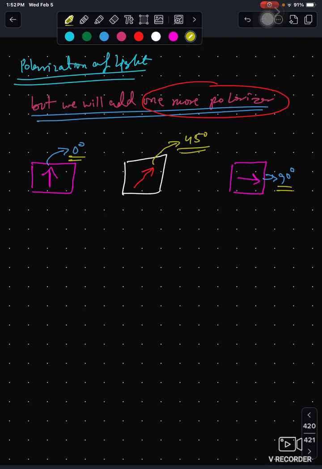Now, what's so special about adding this third polarizer, which shows the weird behavior of light? Here we go. Let's start this small session on the weirdness of light. For now, let me just say this is light, okay? Light is coming from here.